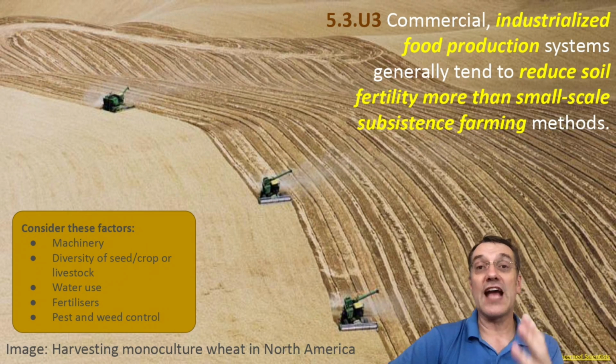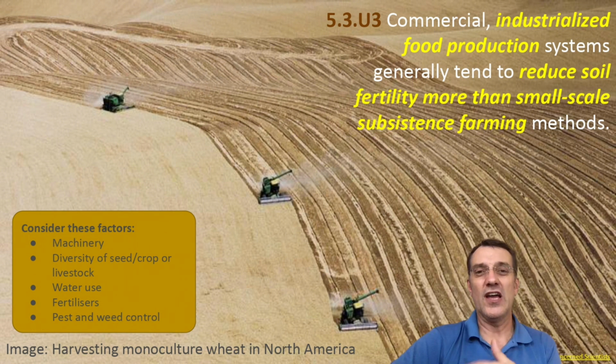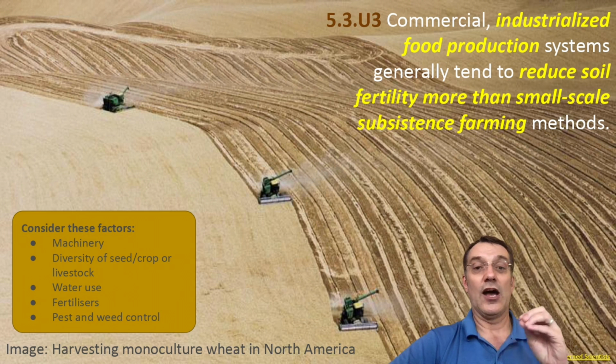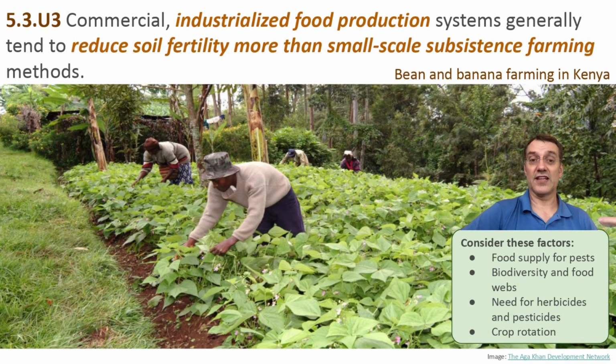When we compare different agricultural approaches, you're going to find that commercial, industrialized food production systems generally tend to reduce soil fertility more than small-scale subsistence farming methods. It's not universally true, that's a generalization, but broadly speaking, commercial food production systems will reduce soil fertility more than your small-scale subsistence farmers do. This key understanding helps us evaluate different approaches to soil management, and that's something you might see on your ESS exams.